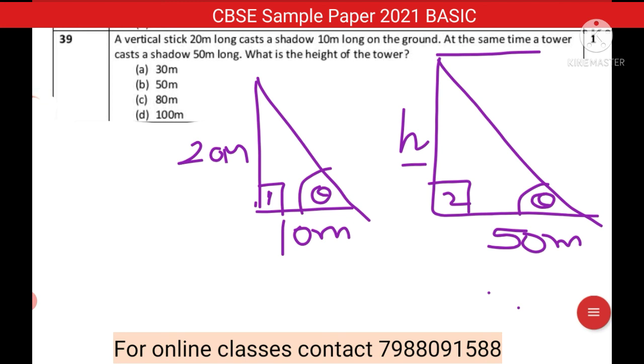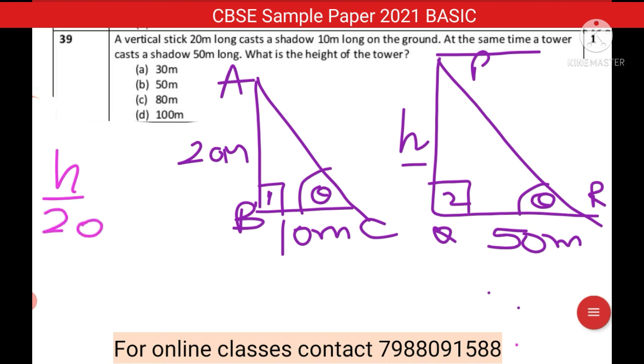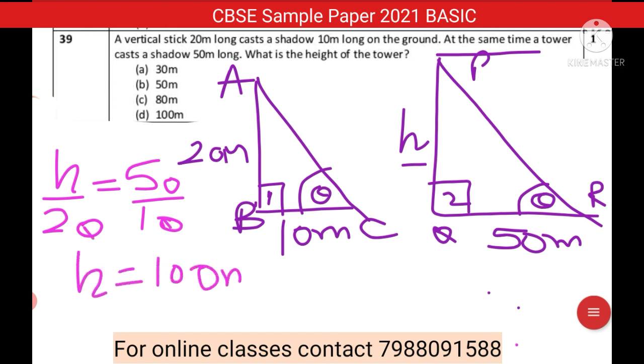So I can say that these two triangles, ABC and PQR, are similar. So ratio of their sides is also equal. So I can say that h upon 20 is equal to 50 upon 10. So this gives me, if I cancel out the 0, h comes out to be 100 meters, or D is the correct option.